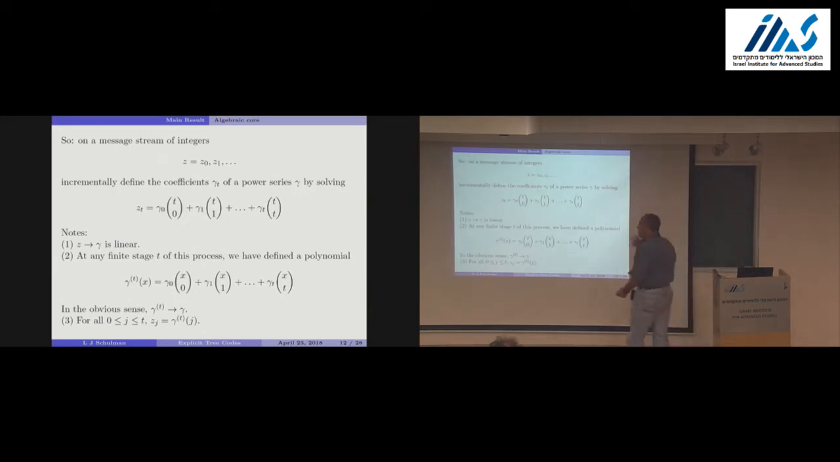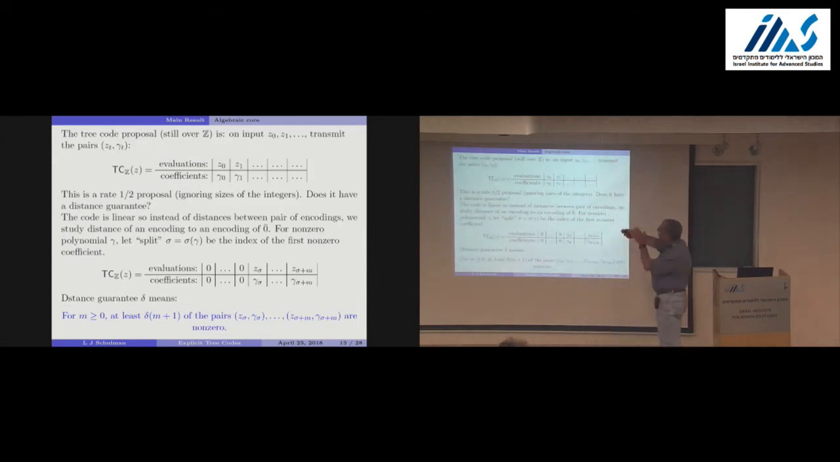Now, just to point out one thing, these things might be creeping up on you. There's a kind of grandfathering, or hereditariness, which is that if j is less than or equal to t, then z sub j is always what gamma t tells you the value at j is. So the later polynomials always respect the earlier values of the polynomial, whereas their predictions about what would happen in the future vary widely.